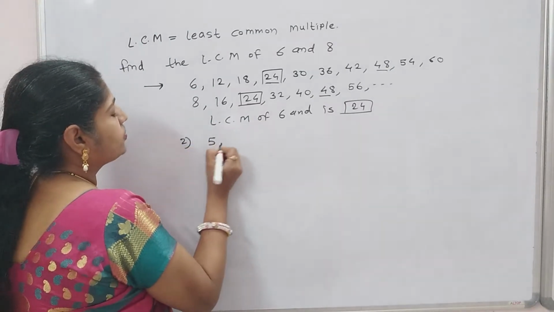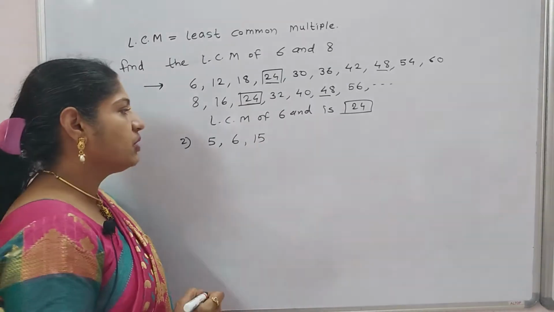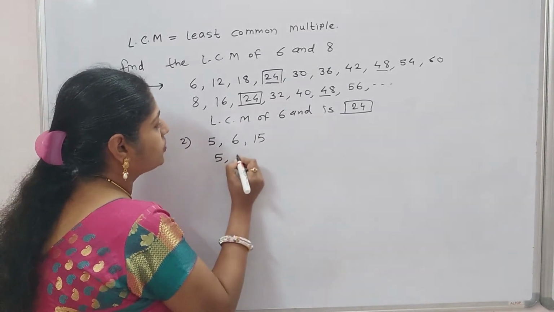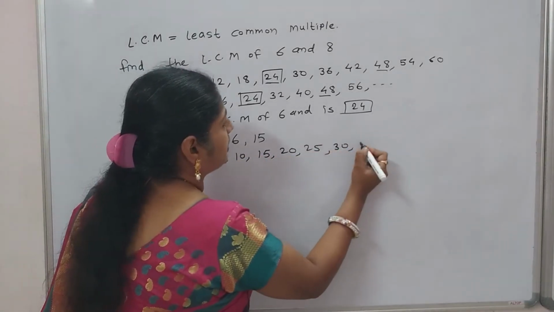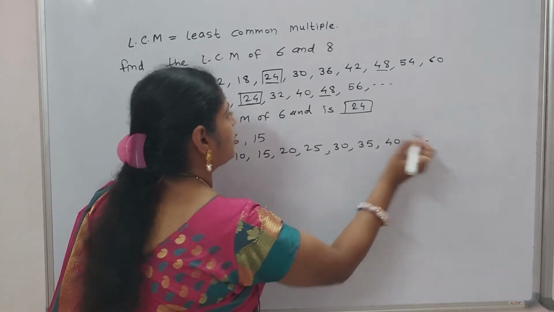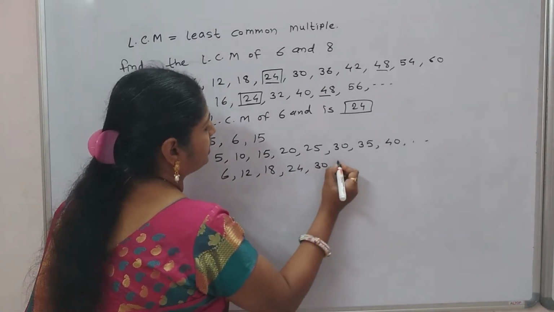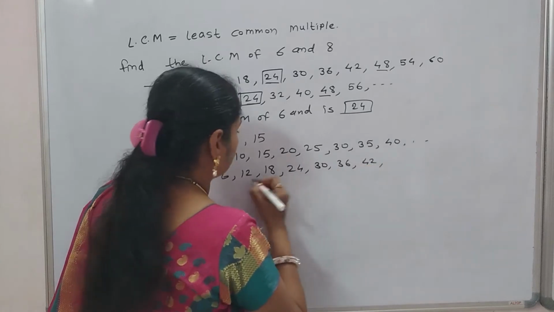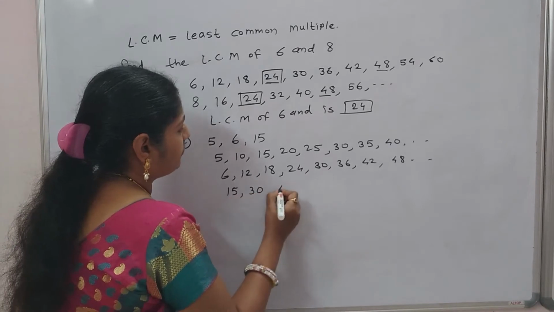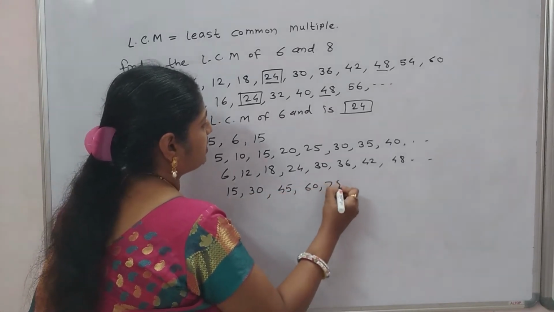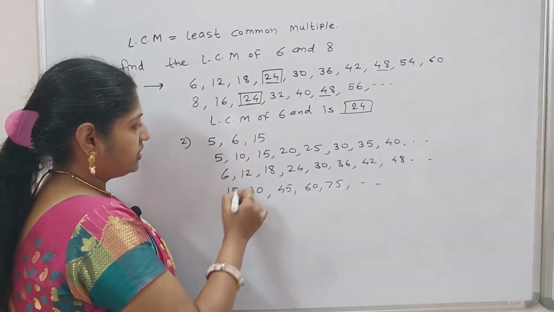Another example: 5, 6 and 15. Three numbers, find the LCM of 3 numbers. Write the tables: 5, 10, 15, 20, 25, 30, 35, 40 and so on. 6, 12, 18, 24, 30, 36, 42, 48. 15's table: 15, 30, 45, 60, 75. Now find out the least common multiple.